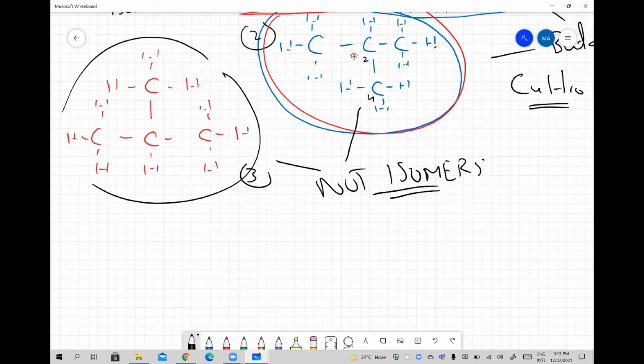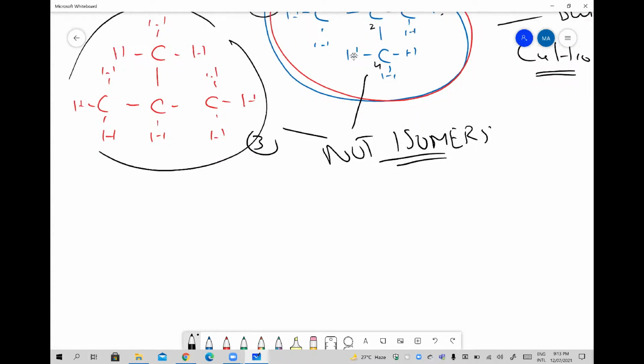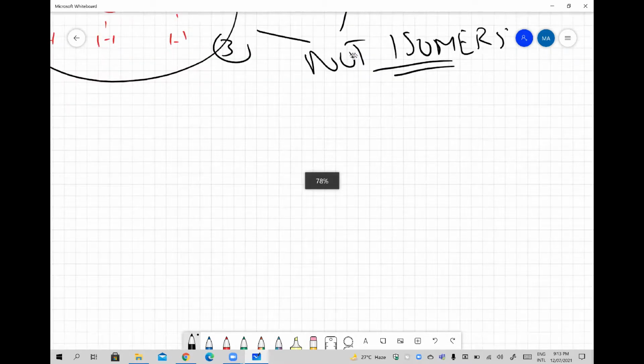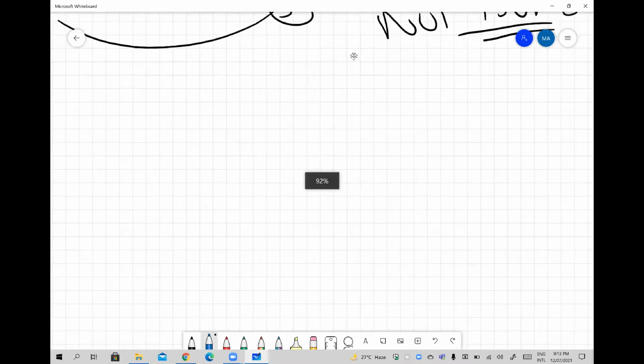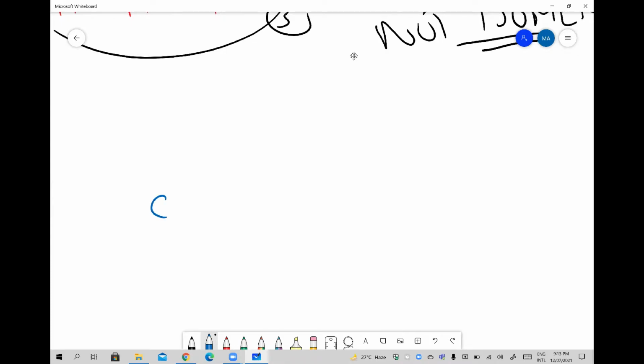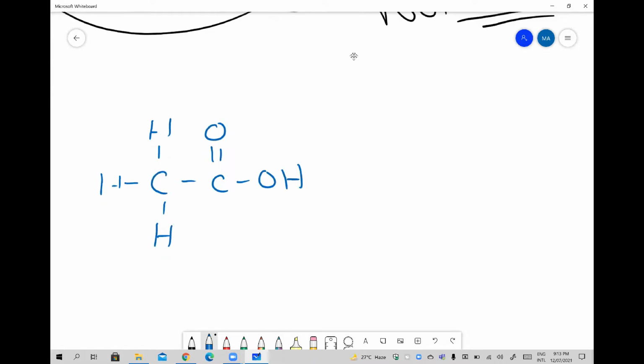All right, let me give you another example regarding these exceptions. Let's say we have a compound here, CH3, C double bond OOH. Now this is, let's say, compound number 1. If we rotate this compound to a different angle, in that case, what if we take this OH and place it on this side here?